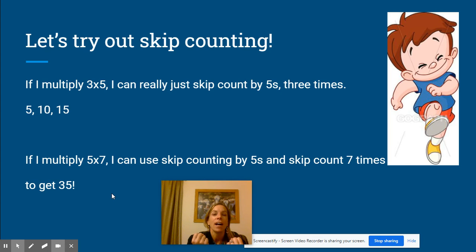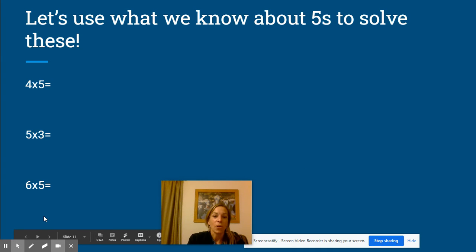So we're going to count by 5 7 times to solve 5 times 7. 5, 10, 15, 20, 25, 30, 35. Boom, done. Perfect. Okay, so let's use what we know about fives to solve these.